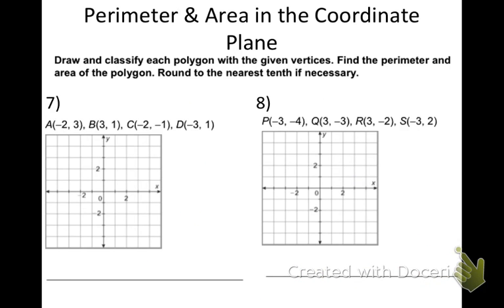Last thing we're going to do is we're going to work on this here. We're going to do the same thing here. We're going to draw and classify each polygon with the given vertices, find the perimeter and area of the polygon, round to the nearest tenth if necessary. So let's plot the coordinates here.